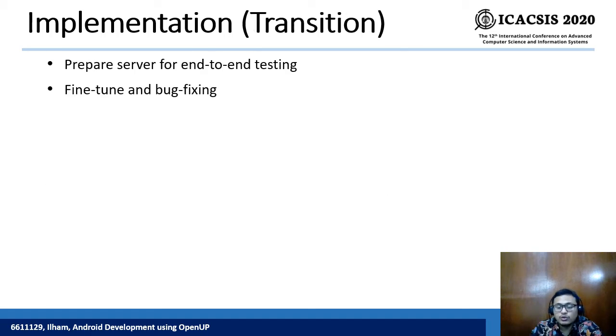And so we come to the last phase of the Open Unified Process, which is transition. During the transition phase, we prepare the server for end-to-end testing, starting from login, book a schedule, doing consultation, all the way to writing a post-consultation report. If there are any bugs, we fix them during this phase. After we test it fully, we transition it to the stakeholder to be tested with real participants, and if it receives positive feedback, it can be used by real users.